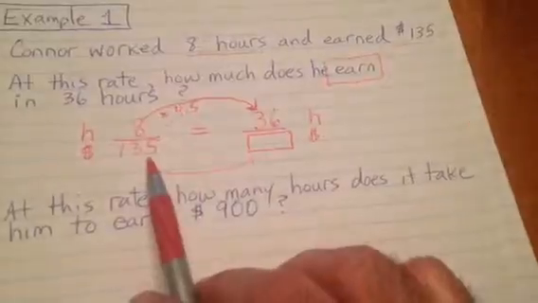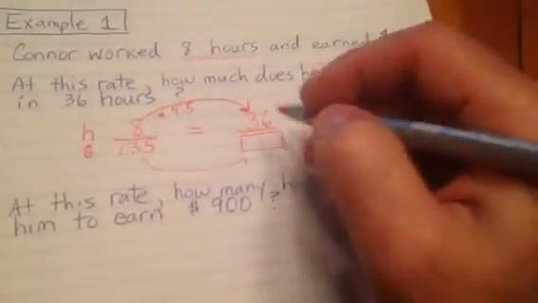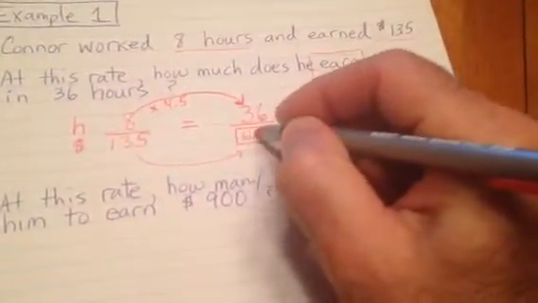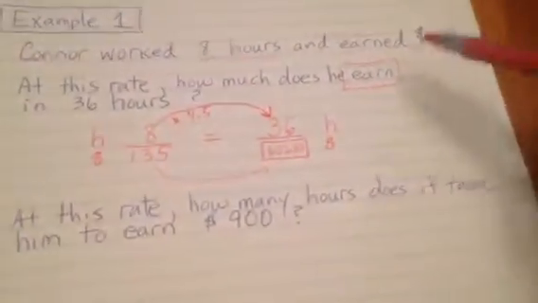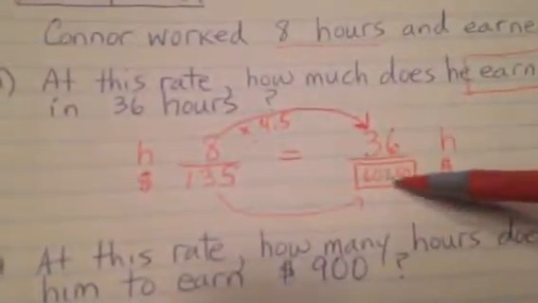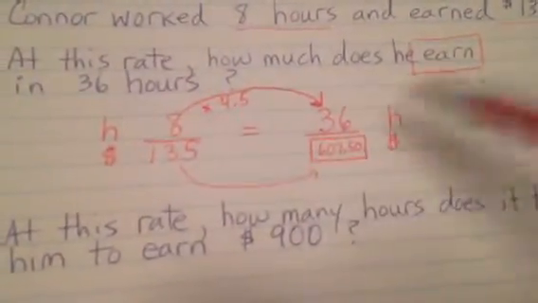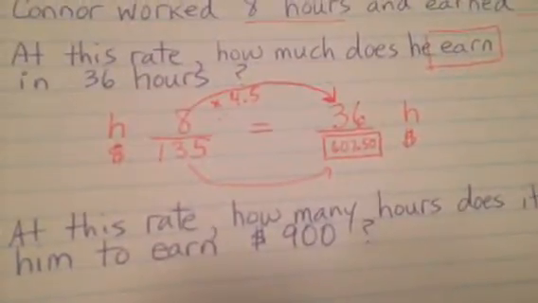I go 135 times 4.5, and that will give me my answer. In this case, it is $607.50. And so there's our answer, 607.50. Notice that this is a strategy that is clean, it's simple, and it shows all the work and all the steps that you need. All right, look at the next question.